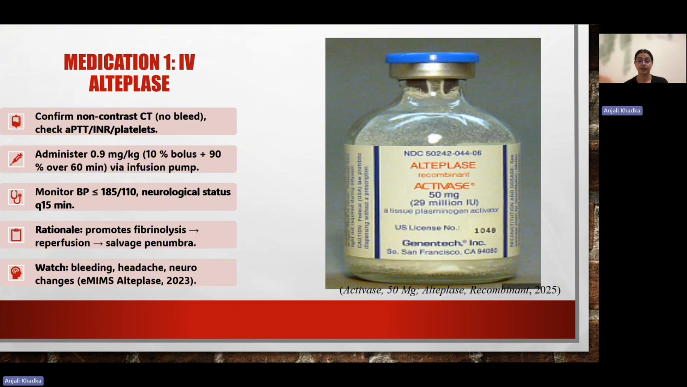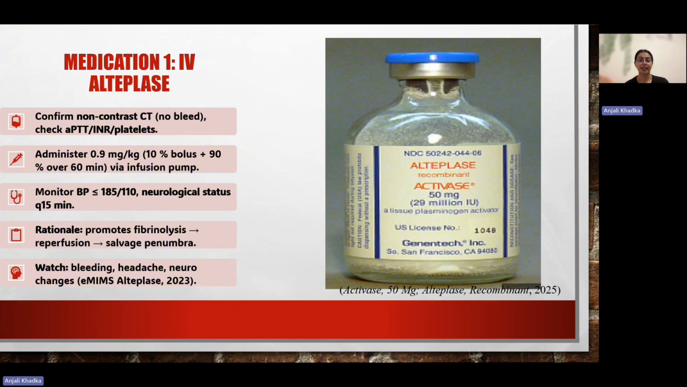IV alteplase is given as 0.9 milligrams per kg, maximum 90 milligrams, 10% as an IV bolus, and the remaining 90% via infusion over 60 minutes. When we administer the IV alteplase to Mrs. Manalo, we need to monitor the vital signs and neurological status every 15 minutes to ensure early detection of adverse effects like intracerebral hemorrhage or bleeding.